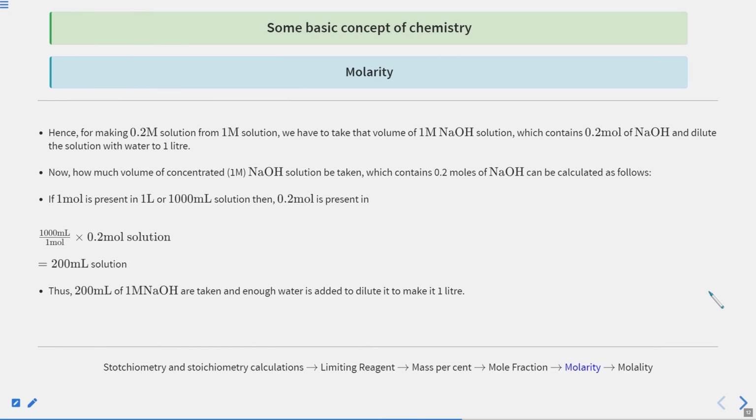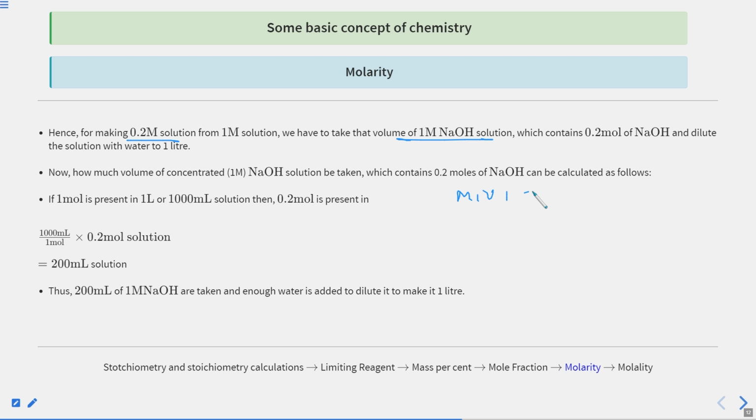So let's understand this. For making 0.2 molar solution from 1 molar solution, we have to take that volume of 1 molar NaOH solution which contains 0.2 mole of NaOH and dilute the solution with water to 1 liter. Now how much volume of concentrated NaOH solution containing 0.2 moles of NaOH is to be taken can be calculated. So we have to calculate actually V1.